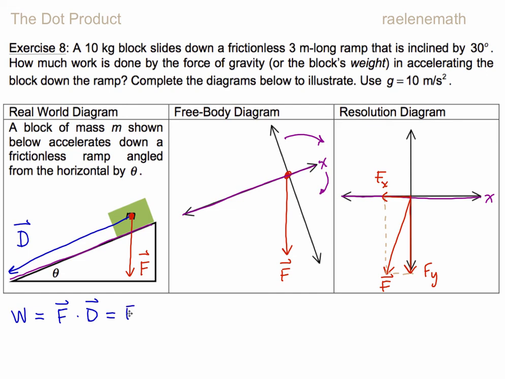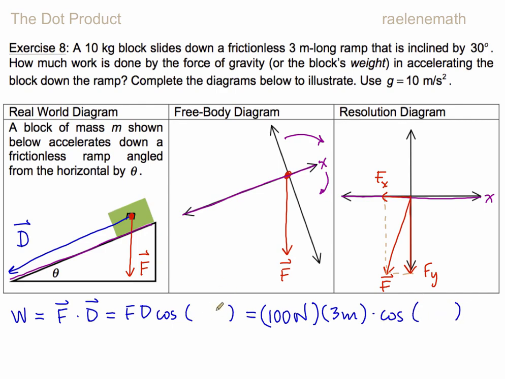And we will use the polar form, F d times the cosine of the angle between the two vectors. The magnitude of force is given by Newton's second law, which is mass times acceleration, and so we have 100 kilogram meter per second squared, or 100 newtons, multiplied by the magnitude of the displacement, which is 3 meters, and multiplied by the cosine of the angle in between.